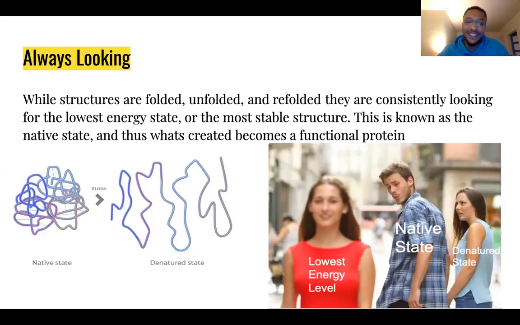So as you can see, we have our native state and then we have our denatured state. This is a popular meme with younger generations. This is the native state and it's always looking for the lowest energy level. And here we have our pissed off denatured state because it wants the lowest energy level.